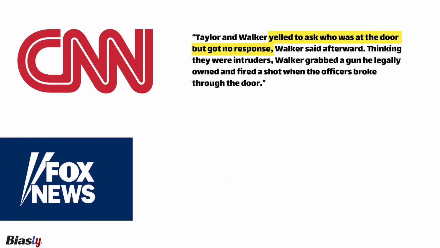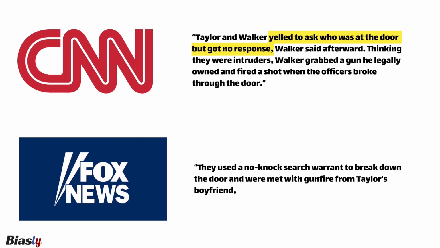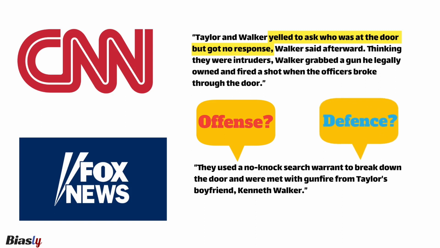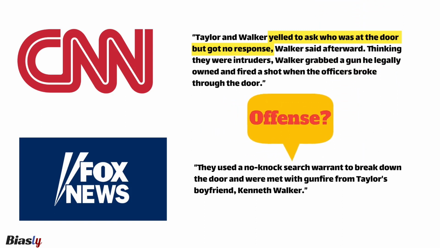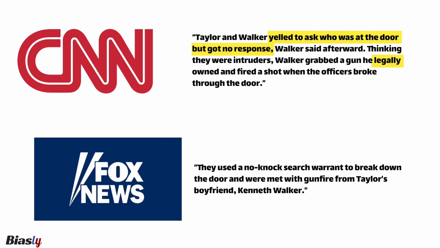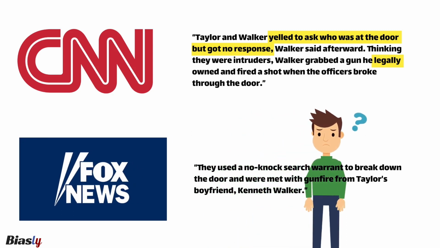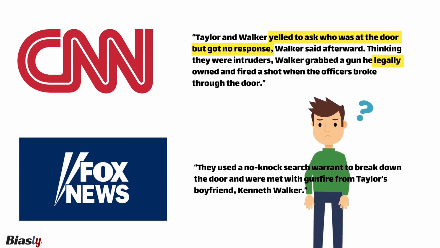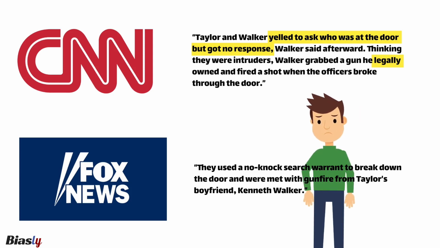On the other hand, by omitting these details, the author of the Fox article makes it sound like Walker went on the offense against officers, as opposed to him defending himself and his girlfriend from supposed intruders. Also notice how the CNN article includes the detail that the firearm used was, in fact, a legally owned firearm. By omitting this detail altogether, the Fox author leaves it up to the reader to interpret why they had the gun in the first place, painting an entirely different picture of the event in readers' minds.